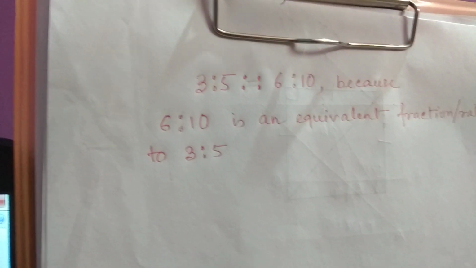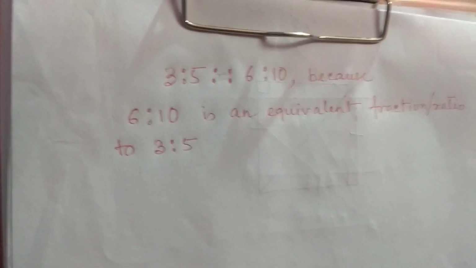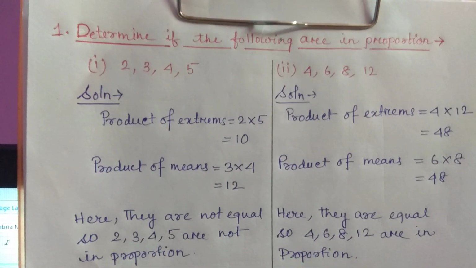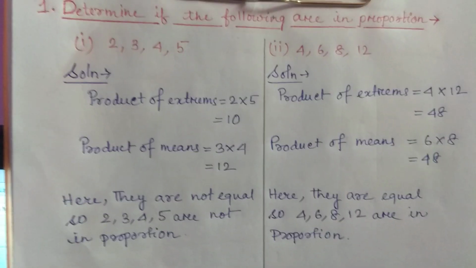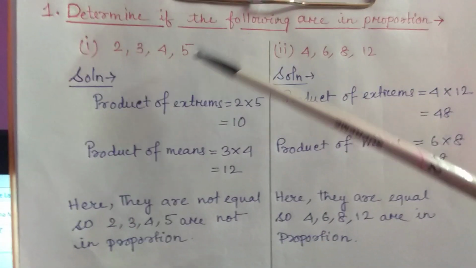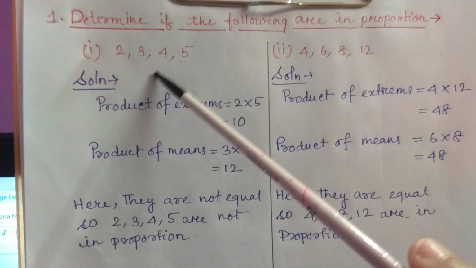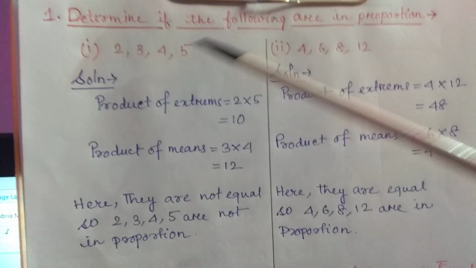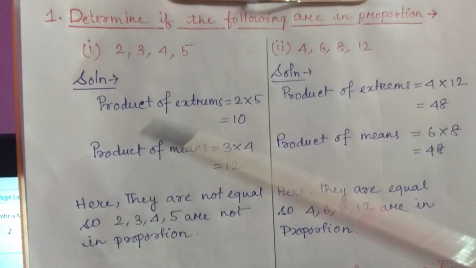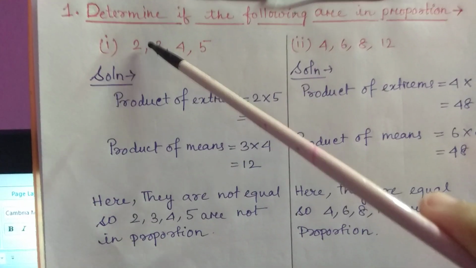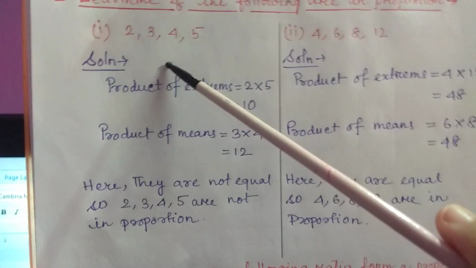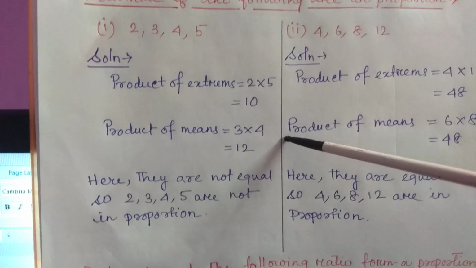Now we will go to some examples to explain this in detail. Now you can see how to determine whether the given numbers are in proportion or not. So here four numbers are given, 2, 3, 4 and 5. We have to find out whether these four numbers are in proportion or not. So the product of extremes means 2 into 5, we have got 10. Product of means, 3 and 4, we have got 12.